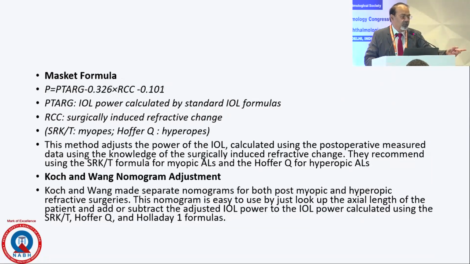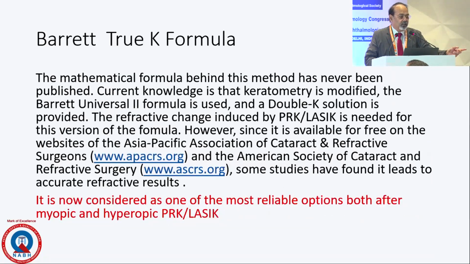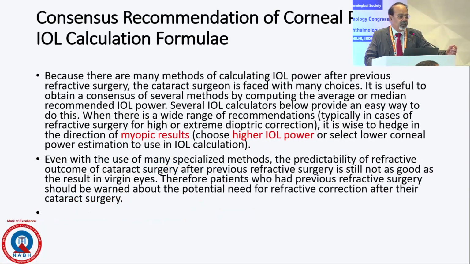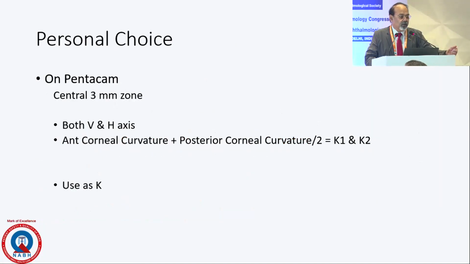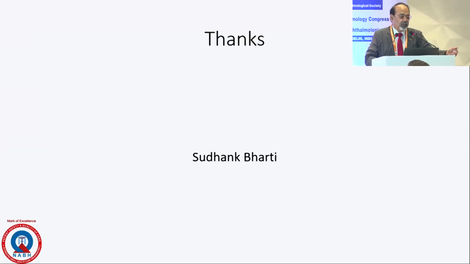I'll just finish in one minute. The Barrett True K is now considered one of the most reliable options for myopic and hyperopic PRK or LASIK laser visual correction. My personal choice is Pentacam, 3 mm zone, both vertical and horizontal axis, and anterior corneal curvature plus posterior corneal curvature divided by 2, which I use as K. Thank you very much.